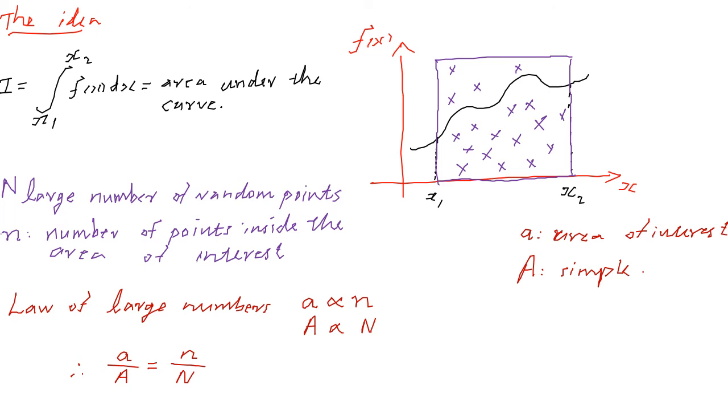The required formula: the area of interest, that is our integral, is equal to small n by capital N into capital A. So it is easy to count how many are there inside the area of interest, and it is very easy to calculate capital A as it is a very simple area. You just need to measure the length and breadth, and you can multiply to get capital A. So this way you can calculate any complex integral.